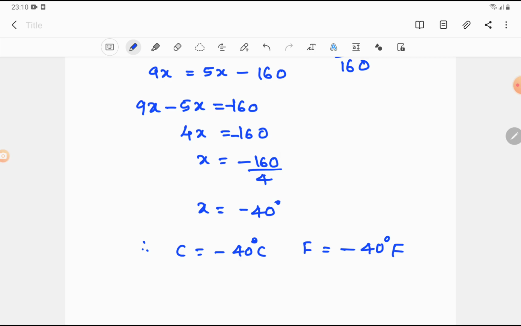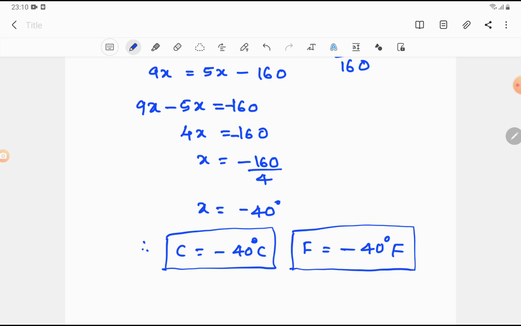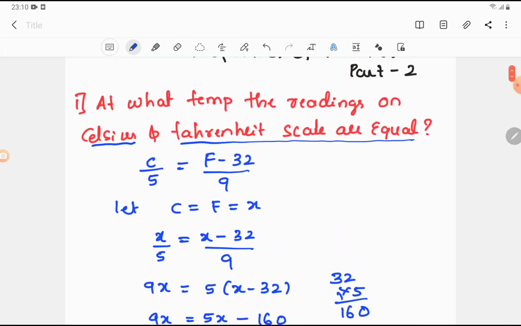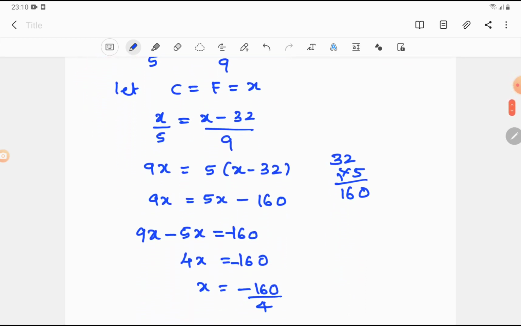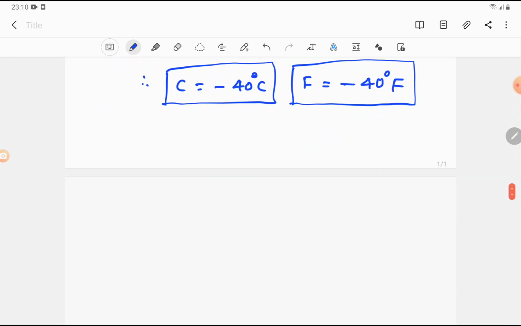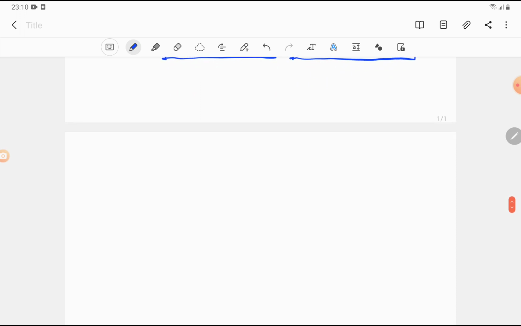NEET aspirants, keep it in mind. The question is very simple. Let me repeat. At what temperature the reading on Celsius and Fahrenheit scale are equal? So the direct options will be there. So you should click minus 40 degree Celsius or minus 40 degree Fahrenheit. Okay. So let us go through it again.